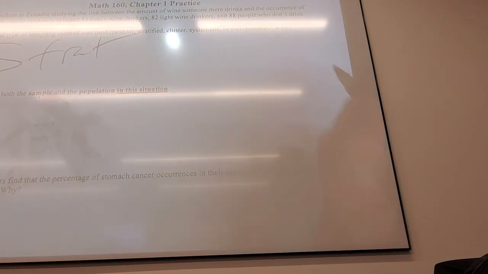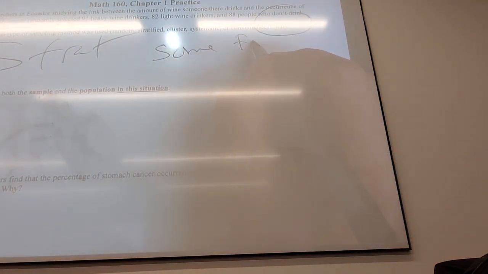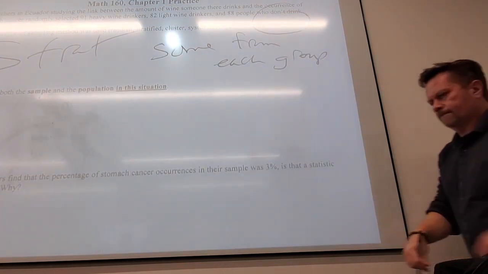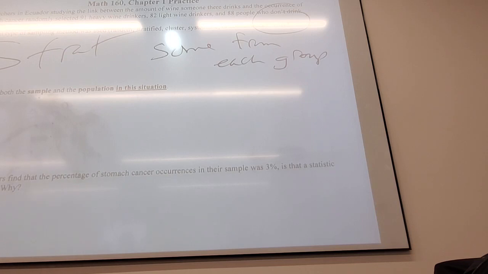Why some from each group? Had it been clustered, the groups couldn't have been specific. It would have been really silly though. This is a beautiful example of why we have different sampling strategies. Would it have made any sense for this problem to say, we took all the heavy wine drinkers and all the light wine drinkers? That would be cluster. Cluster is all from some. Why wouldn't that make any sense in this problem? You're trying to see if there's a connection between stomach cancer and the amount of wine somebody drinks. Do you see why it makes sense the way they did it?